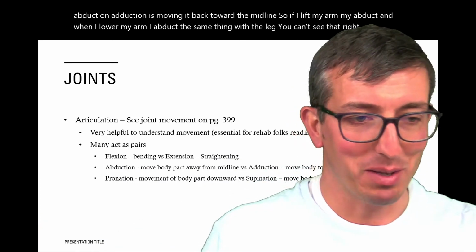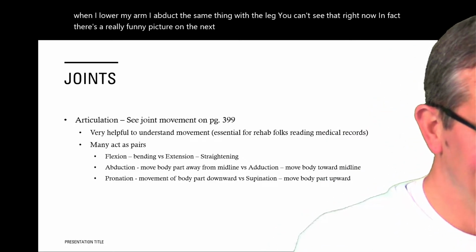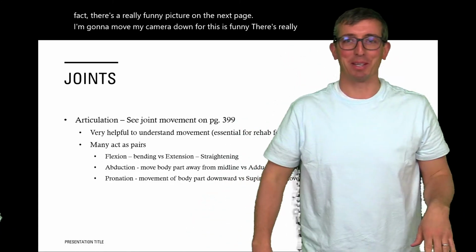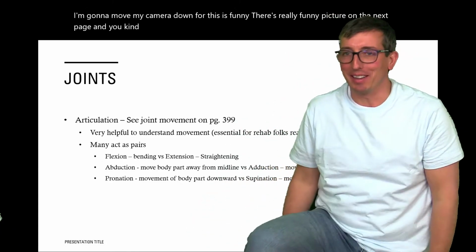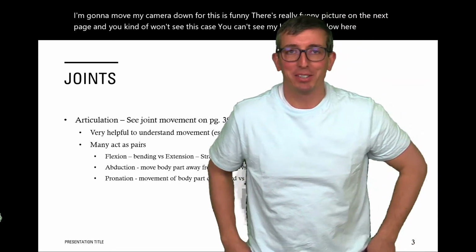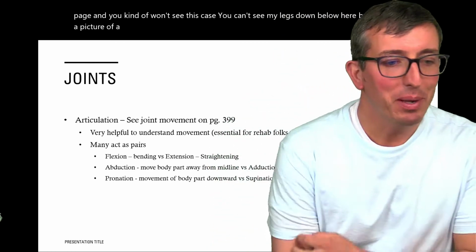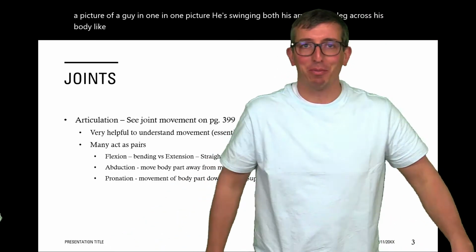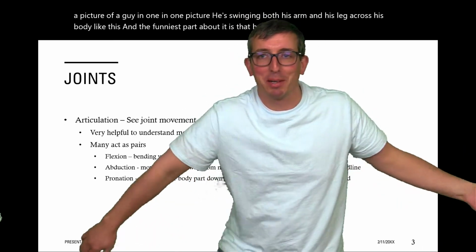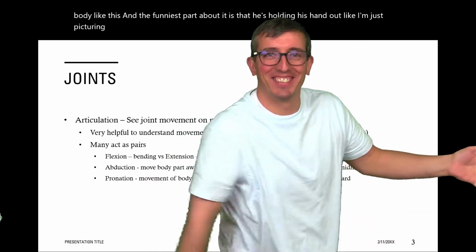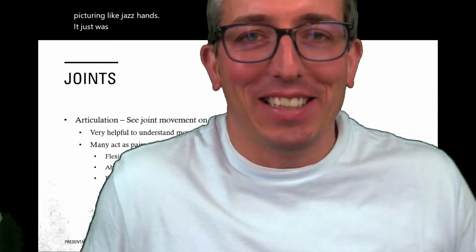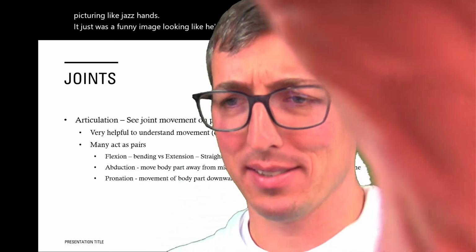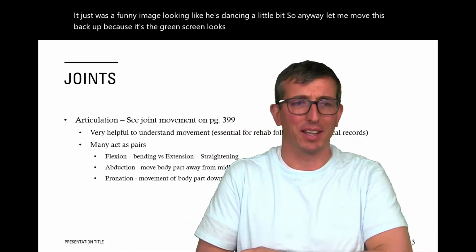In fact, there's a really funny picture on the next page. I'm going to move my camera down for this because it's funny. You won't see this because you can't see my legs down below, but there's a picture of a guy swinging both his arm and his leg across his body. The funniest part is that he's holding his hand out like this, and I'm just picturing jazz hands. It was a funny image, looking like he's dancing a little bit. Anyway, let me move this back up because the green screen looks a little weird when I do that.